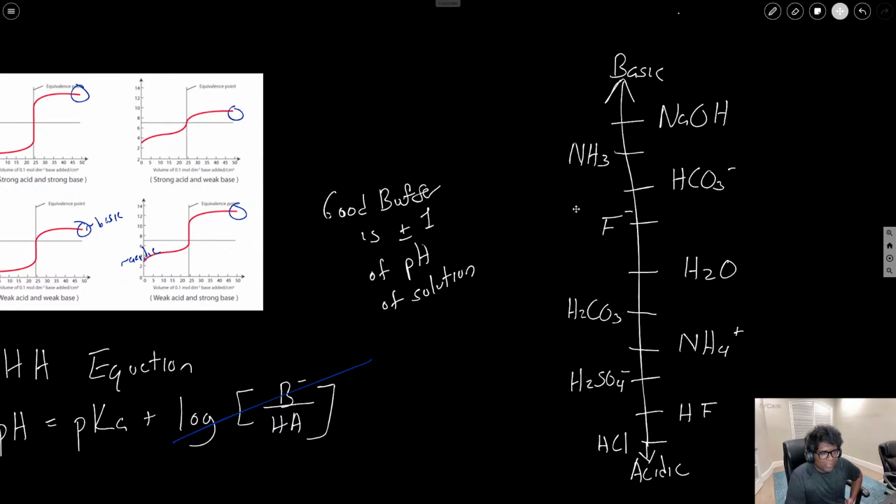NaOH, we know that one. We use it in our chemical labs for titrations. It's the typical one. It's very basic. I think these two right here, they're the scariest ones. Just make sure you memorize that HCl is more acidic than HF.